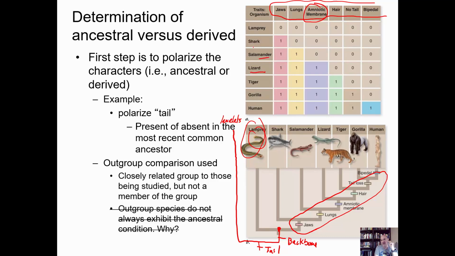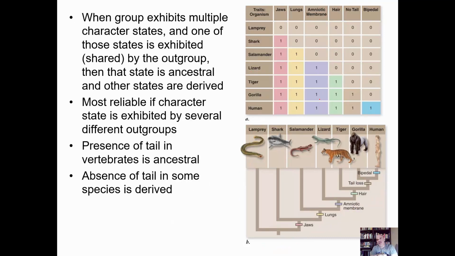The salamander, amphibian, the shark is a fish, lamprey, those are tied to water. They don't have the amniotic membrane, so they're assigned zeros. Ones for those that do have it. So when you look at these comparisons, you're looking at groups, say a shark group or lizard, tiger, whatever group you're looking at. When you're looking at a group and it shows multiple character states, and one of those characters they have is also seen in the common ancestor, okay, so the one that's seen in the ancestor would be considered to be an ancestral character.